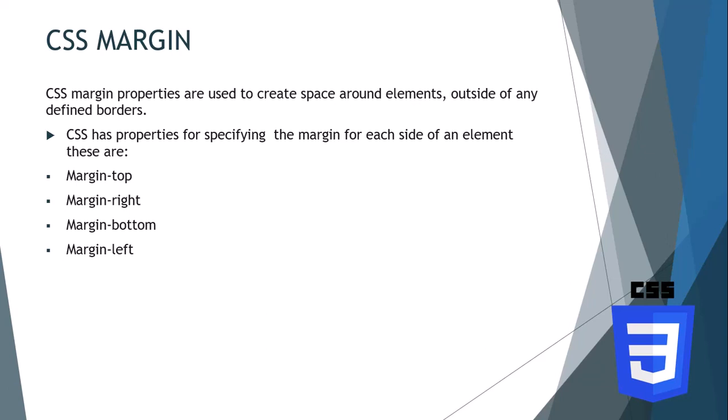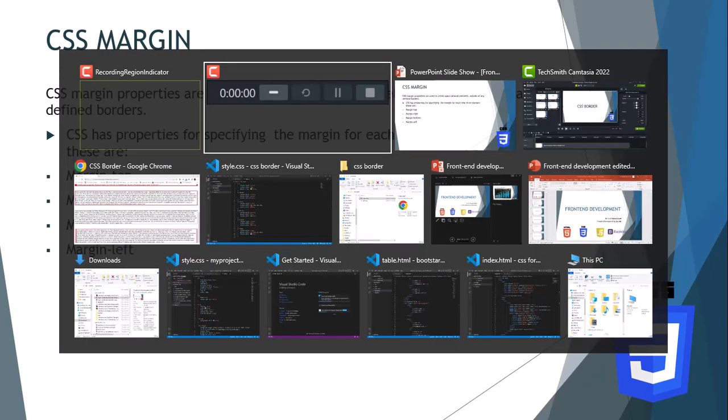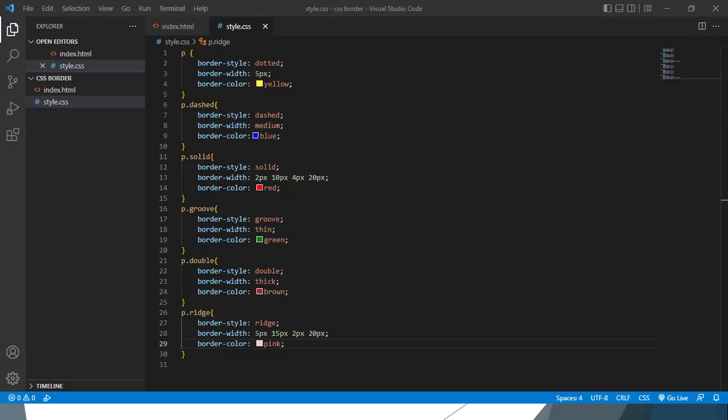Now let's try an example to see how all this will look. We're still going to use our CSS border example, and we add some margin to it. Now we are back in our text editor where we styled our CSS border. We are going to add the CSS margin to each of these p tags.